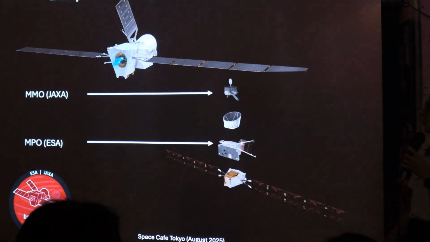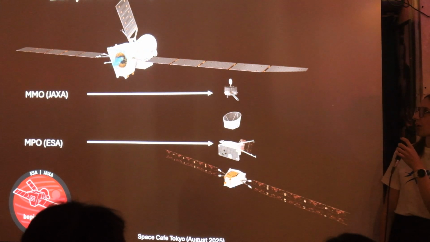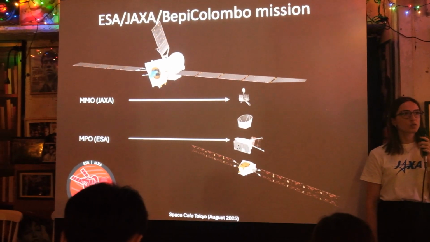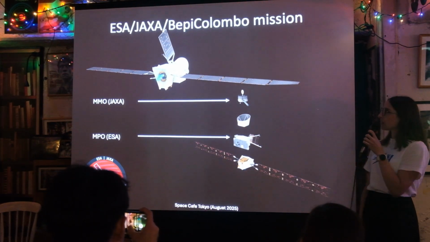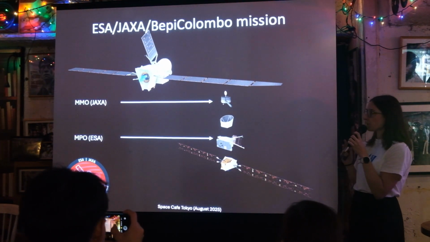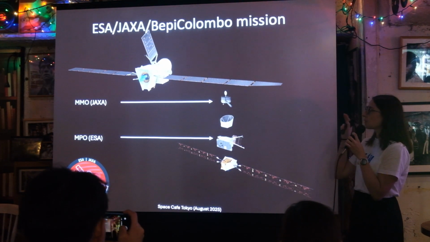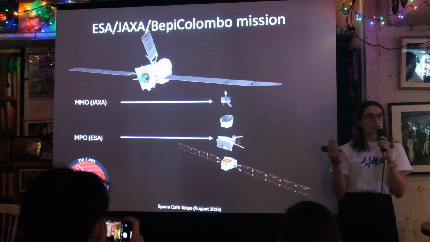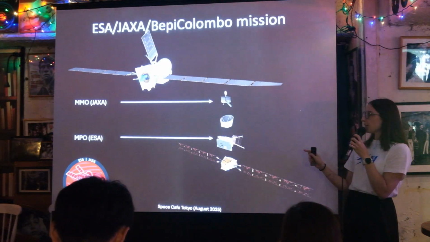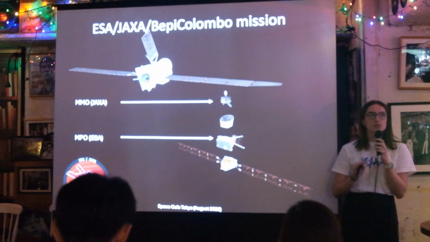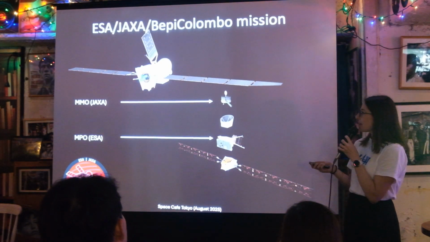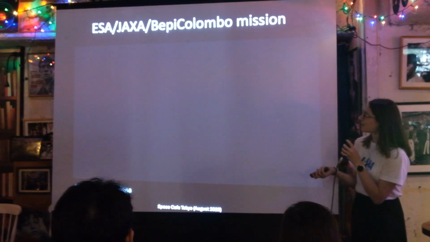And this is what was at the origin of the ESA and JAXA BepiColombo mission. So BepiColombo is a joint mission between the European Space Agency and the Japanese agency. The mission is built with two different spacecraft: MIO, which will study more the environment and the magnetosphere of Mercury, which is the Japanese part of the mission, and MPO, which will focus on the surface of Mercury, which is the European part. And I will just show you quickly.